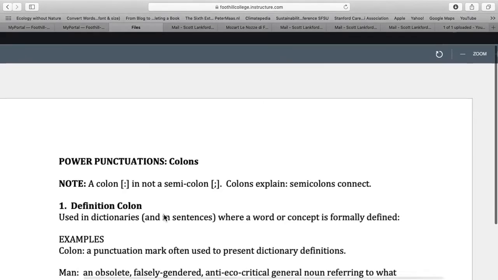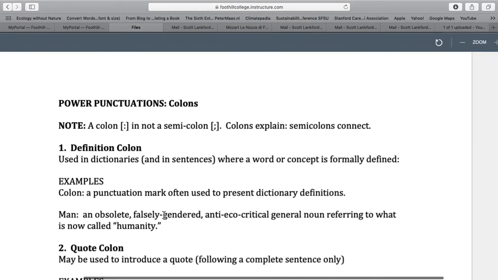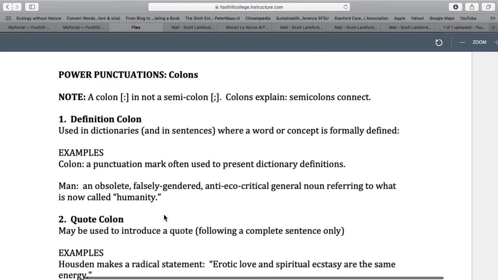Here's yet another wonderful power punctuation lesson, trying to get you through the spice rack so you can stop being salt and pepper cooks and start using some paprika and some chilies and some herbs to make more delicious, much more delicious writing pieces. Today we're going to talk about colons.